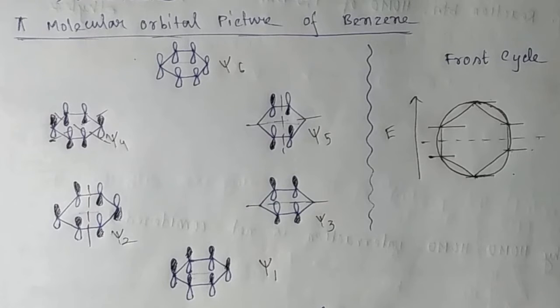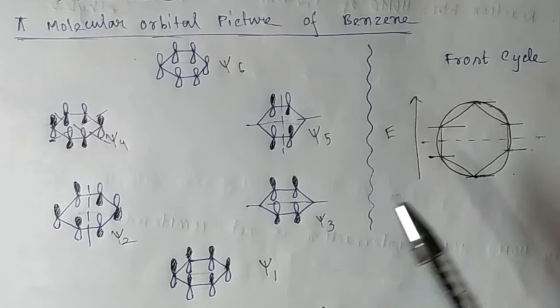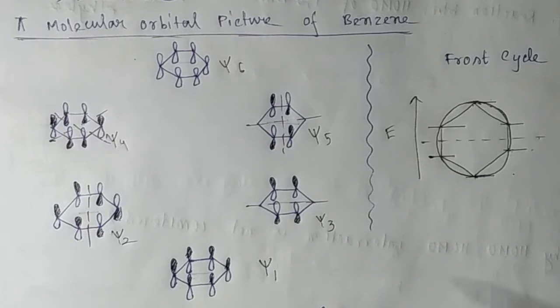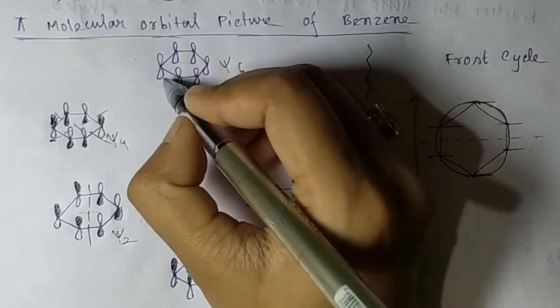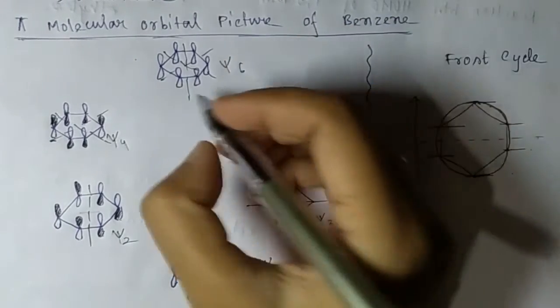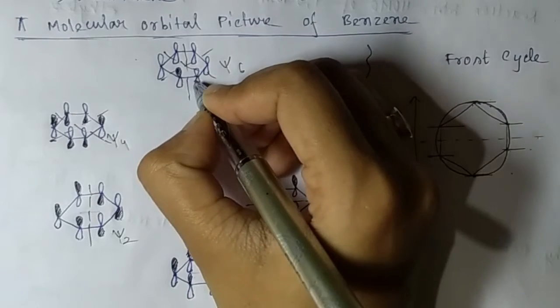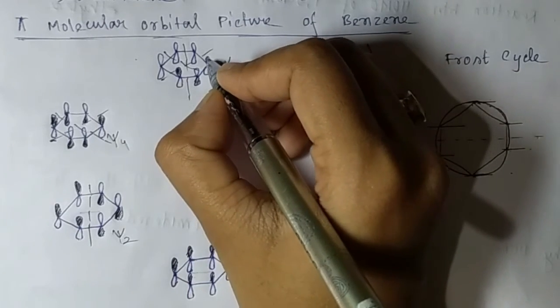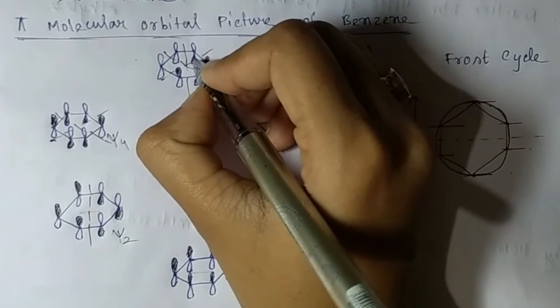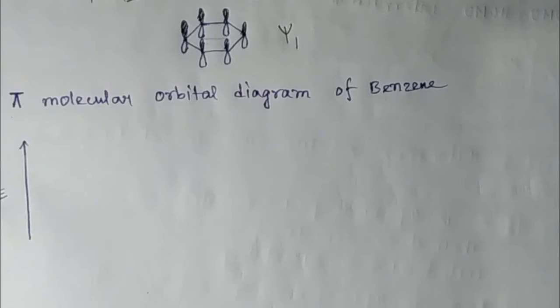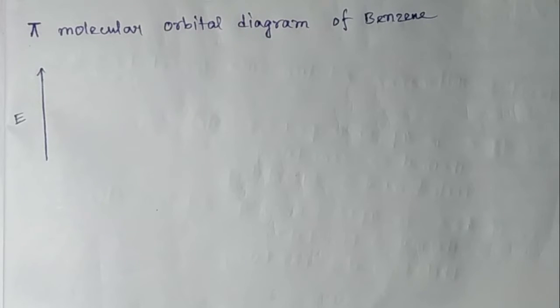Now for the next energy level, where psi 6 exists, there will be three nodal planes, and we can draw the nodal plane in this way. Now the pi MO will be where the symmetry of all the p orbitals alternates. Now, the pi molecular orbital diagram for benzene.